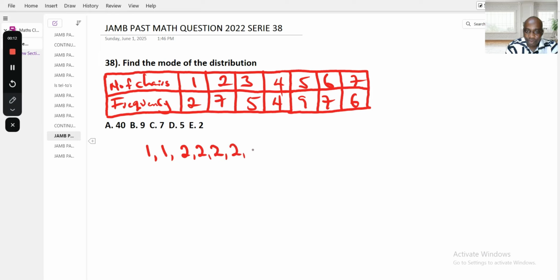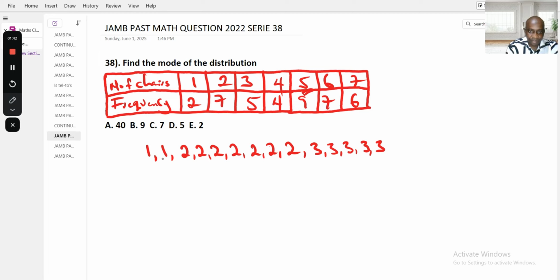1, 2, 3, 4, 5, 6, 7. 7 times. And 3 appears how many times? 5 times. If you look at the figure, I don't want to go further, we will see that it's 5 that appears most because it appears 9 times. It is the most popular or most occurring number. Therefore, our final answer is what?